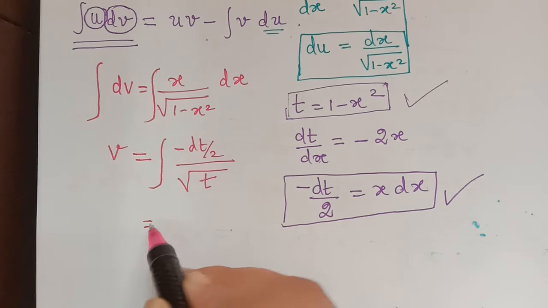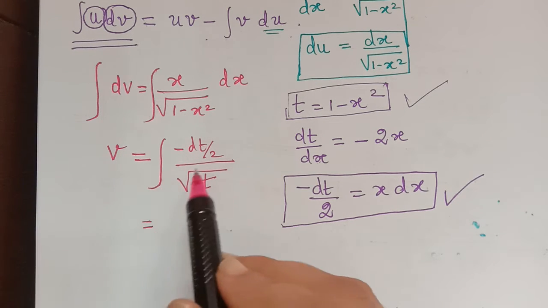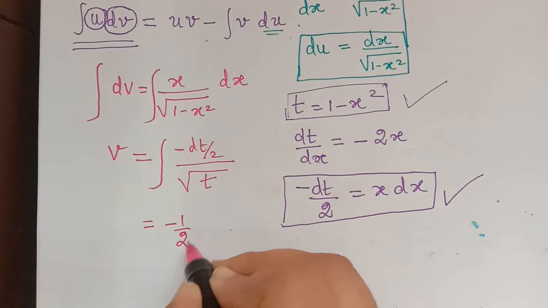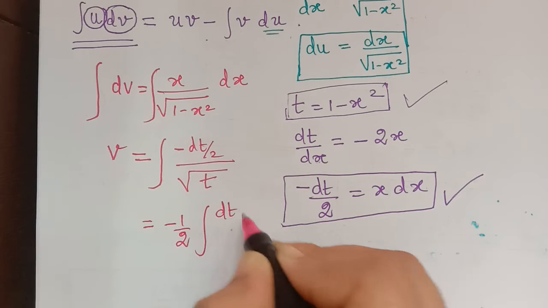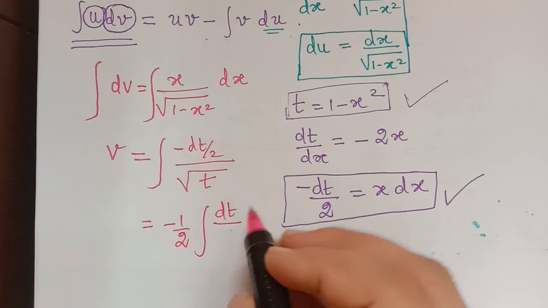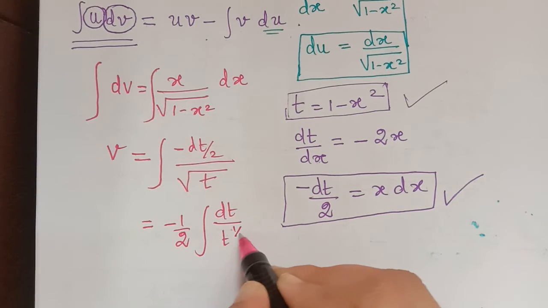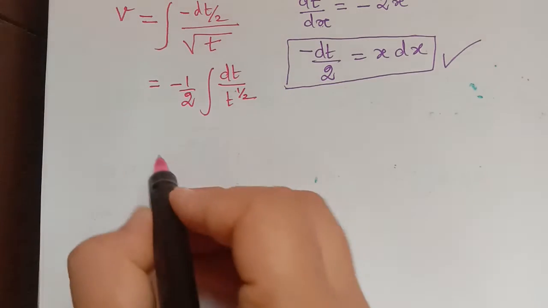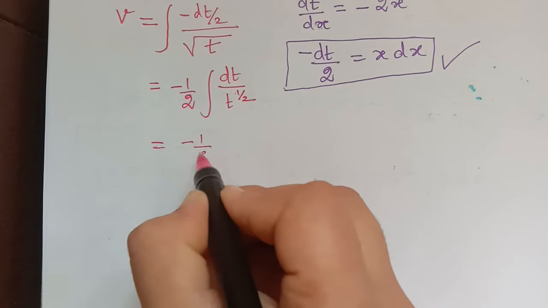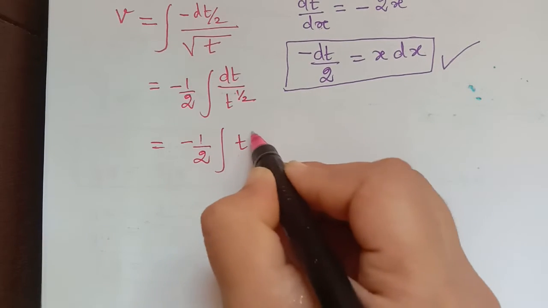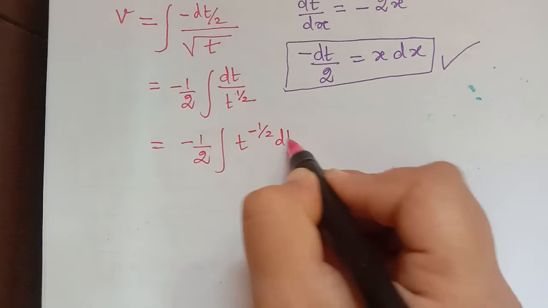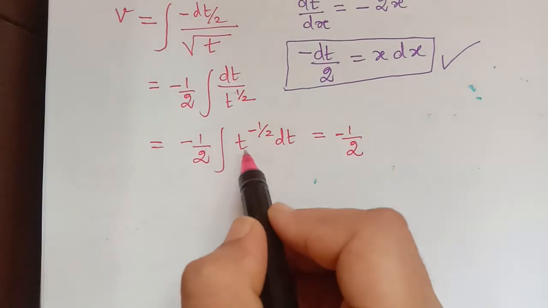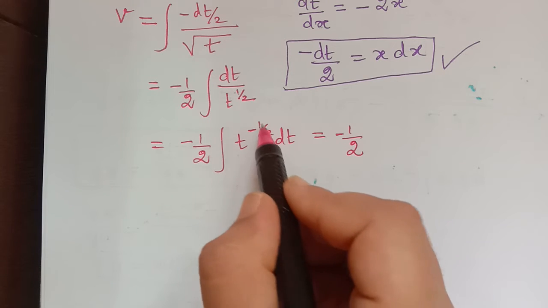Now the integral has become very easy to integrate. So further this will be equal to, bringing the negative sign and 1 by 2 outside, we get minus 1 by 2 integral dt divided by the square root of t, which can be written as t to the power 1 by 2. Now taking this t to the power 1 by 2 to the numerator, we get minus 1 by 2 integral t to the power minus 1 by 2 dt. Now let us integrate. So this will be equal to minus 1 by 2. What is the integral of t power minus 1 by 2?